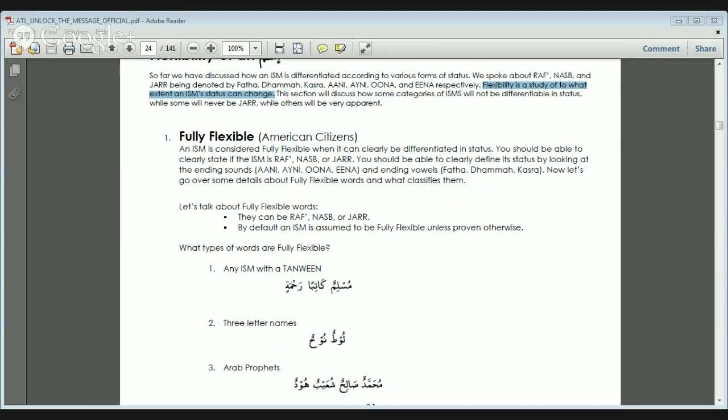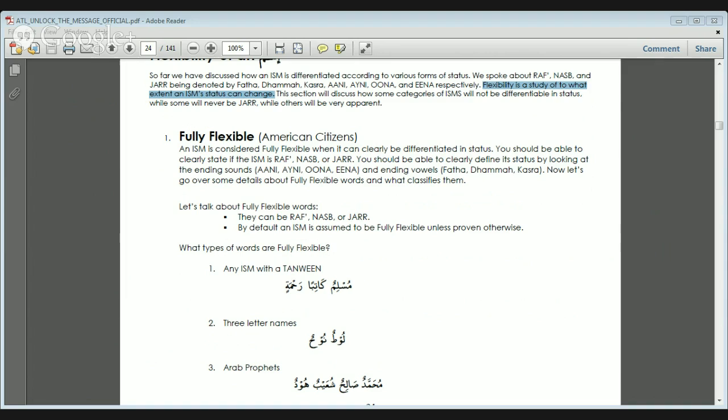Okay, fully flexible isms. We said what? To define them. Fully flexible isms can be rafa, nasab, or jar. That's what that technically means. They can be rafa, nasab, or jar.